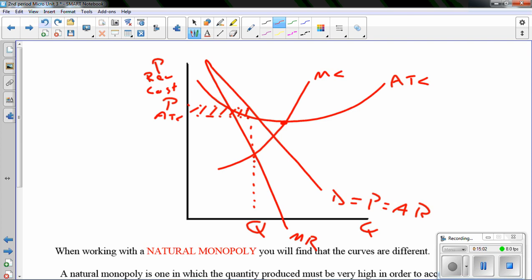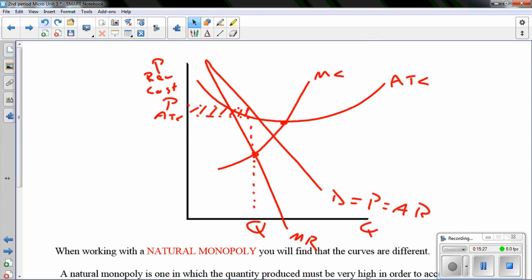Okay, so what you ended up doing is, when you drew it, your MR equals MC is too far to the right. If yours is showing an economic loss, then your MR equals MC intersection is too far to the right, and that's one of these things you'll just kind of have to practice drawing. You need to have a steeper MR.